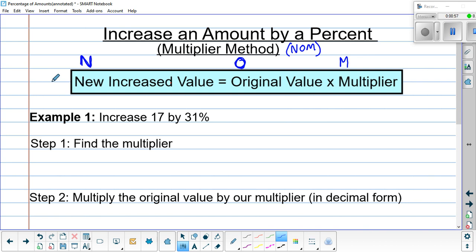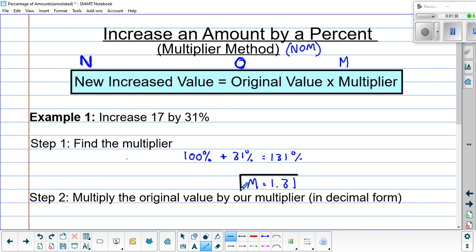Example 1, we want to increase 17 by 31%. So step 1, what are we doing? Find the multiplier. Well, it's an increase, so we take 100% and add 31%. That gives us 131%, or as a multiplier, m equals 1.31. So that's one thing we have right there, all done.